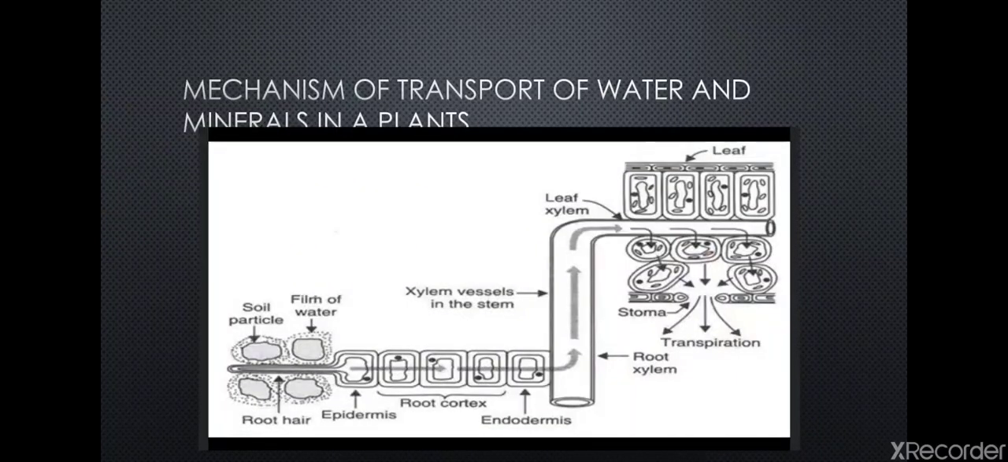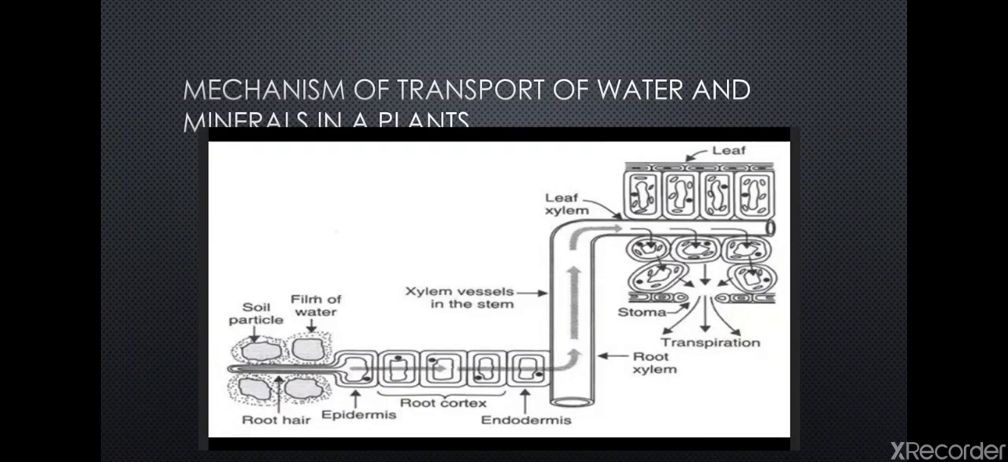Next is the mechanism of transport of water and minerals in a plant. So in this I'll describe the mechanism of transportation of water and minerals with the help of this diagram. As in this picture you can see, the plants take in water which contains minerals from the soil through their roots, and this water is then carried by the xylem vessels to all the parts of the plant.